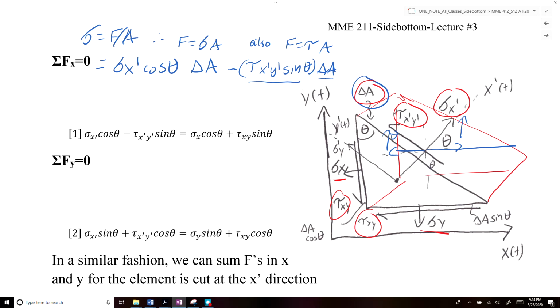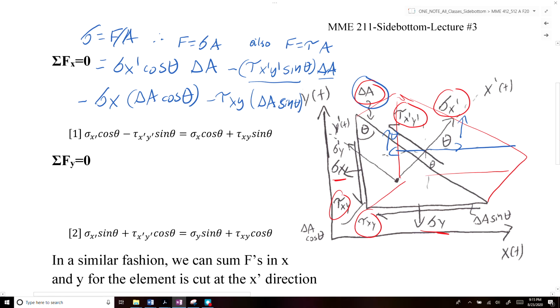Then we have two additional terms. We have sigma x, which is going along the negative x-axis, so we include a negative sign, and it's multiplied by delta A cosine of theta. And our last is the shear stress going along the x-axis, which is equal to minus tau xy times the area it's multiplied by, which is delta A sine of theta.